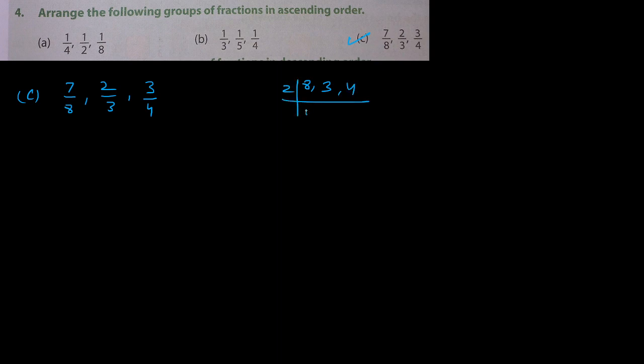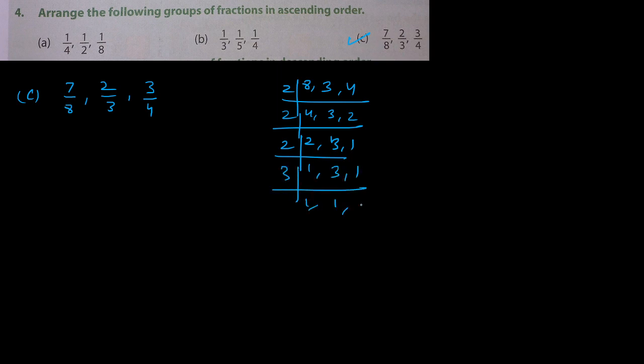So 2 4s are 8, 3 as it is, 2 2s are 4. Again 2 2s are 4, 3 as it is, 2 1s are 2, 2 1s are 2, 3 as it is, 2 1s are 2, and 1, 3 1s are 3, 1. Okay, so what is the LCM? We will write 2 into 2 into 2 into 3. So 2 2s are 4, 4 2s are 8, and 8 3s are 24. So the LCM is 24.